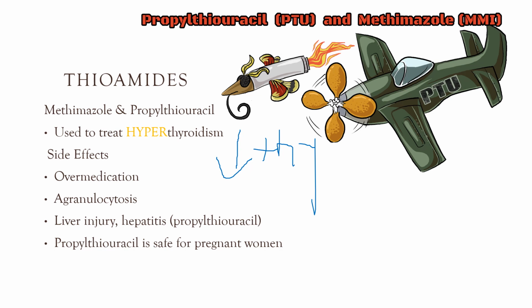Another big thing that this one can cause is agranulocytosis. Remember, this is our decrease in white blood cells. So we're at risk for infection. So we want to report things like fever, sore throat, fatigue. We want to avoid crowds. We want to wash our hands, things like that.